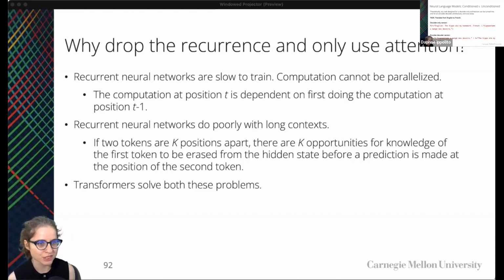Also, recurrent neural networks do poorly with long context. So if two tokens are k positions apart, there are basically k opportunities for knowledge of the first token to be erased from the hidden state before a prediction is made at the position of the second token. So this meant that if you needed knowledge from the very beginning of the sequence to make your prediction, it would have had to have been just kept around in this hidden state that's been modified and modified and modified. And what ended up happening is that the context from the beginning of the sequence would tend to get lost. And transformers solved basically both of these problems with recurrent neural networks.